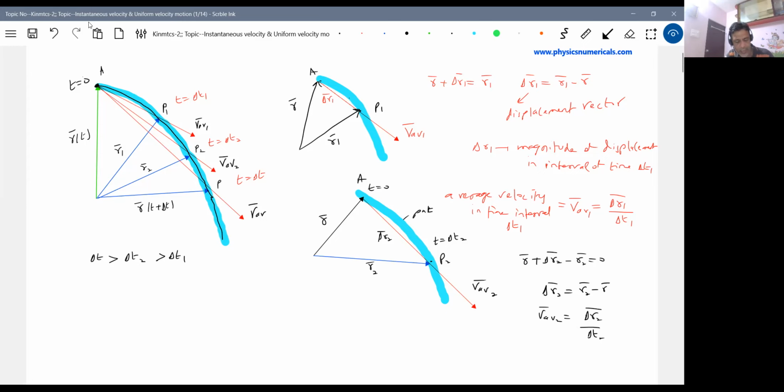Do you agree with this one? So now I'm going to decrease the time interval. As I decrease the time interval, this displacement vector will start rotating like this, along with R1, R2 bar, the position vectors. Then if the point P lies very close to A, the displacement vector delta R bar will be tangential to the path, and the average velocity will be tangential to the path.